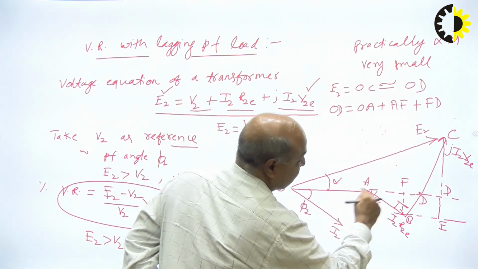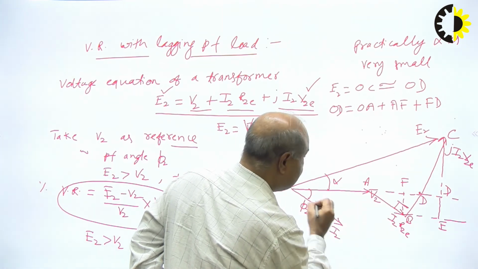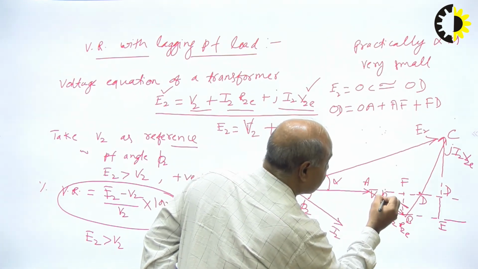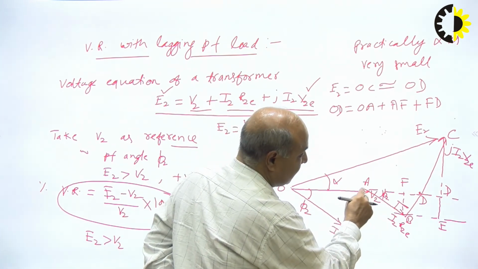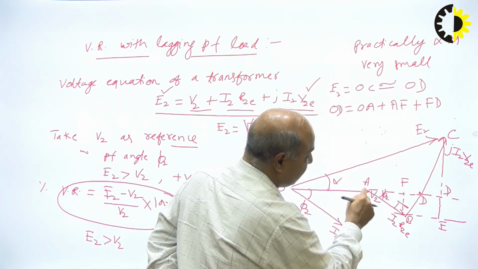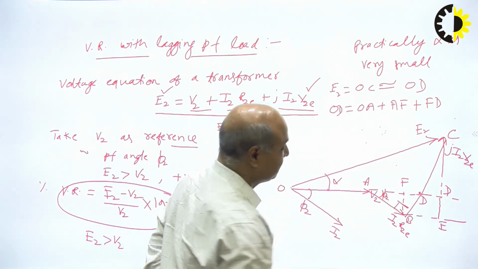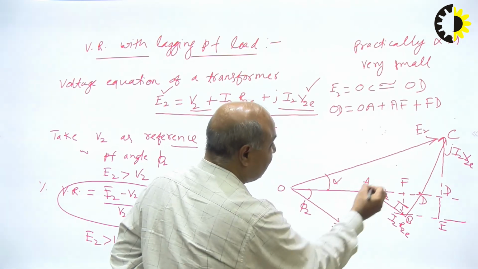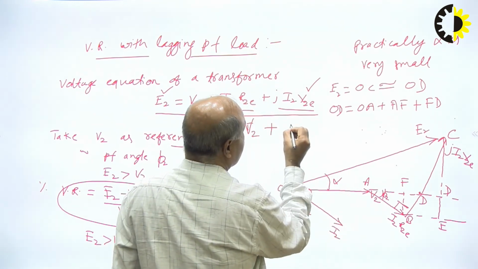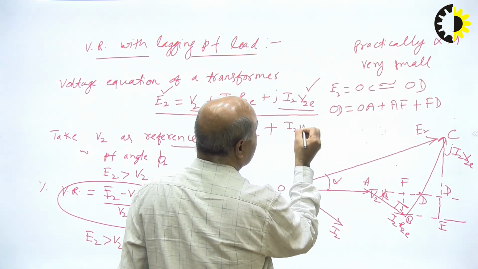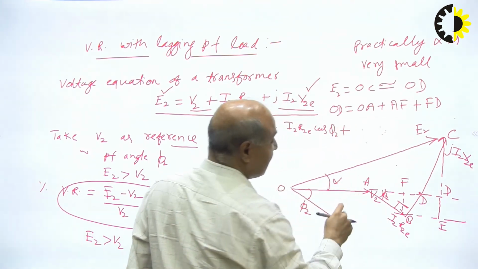AF, this one. This is a right angle triangle, and this angle will be phi 2. So in this right angle triangle FAB, this is base, this is perpendicular, this is hypotenuse. So we can write AF is equal to I2 R2E cos phi 2. So AF will be I2 R2E cos phi 2, plus FD.